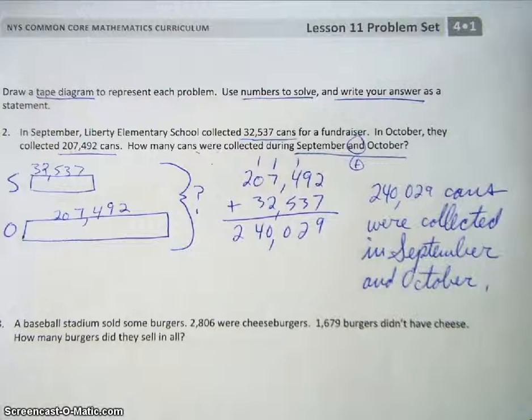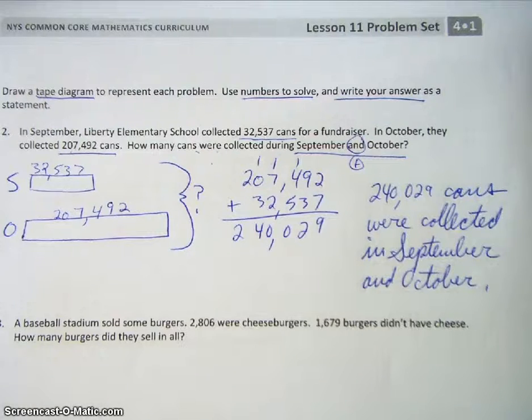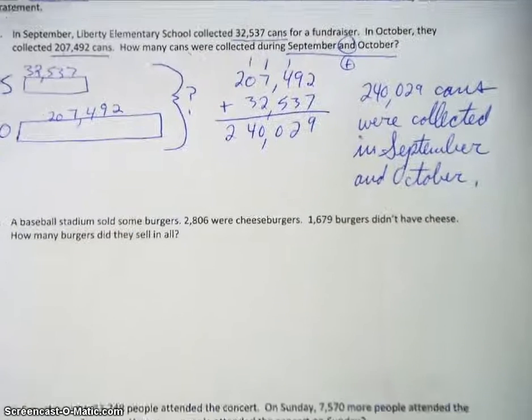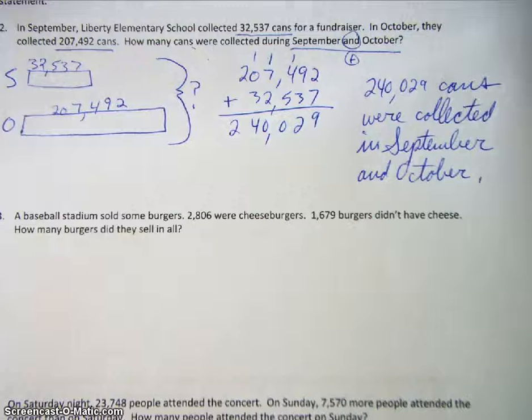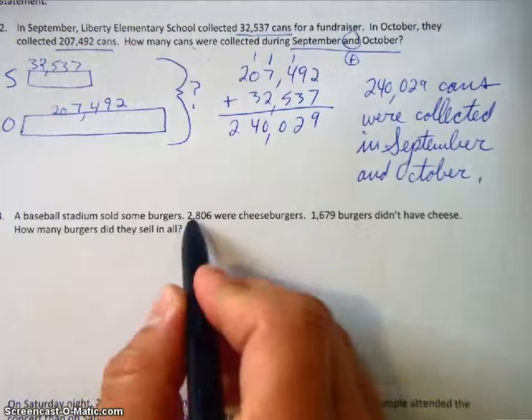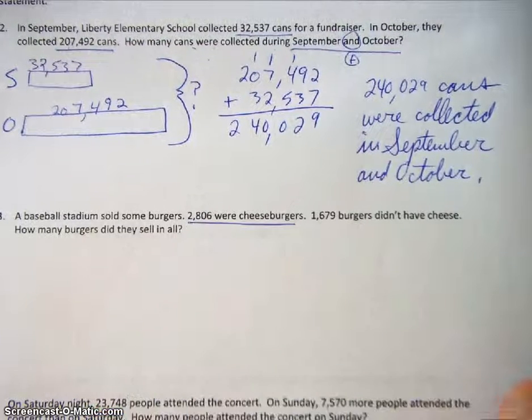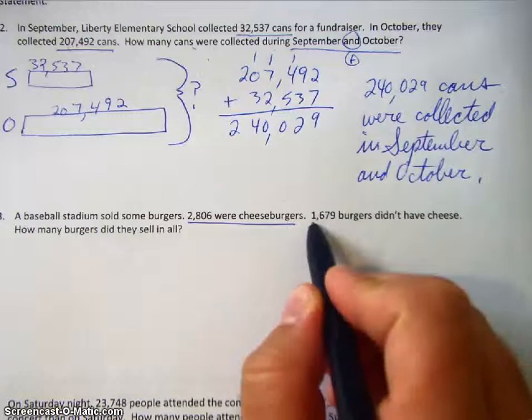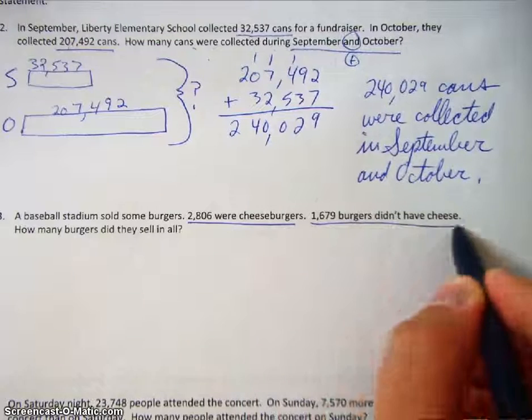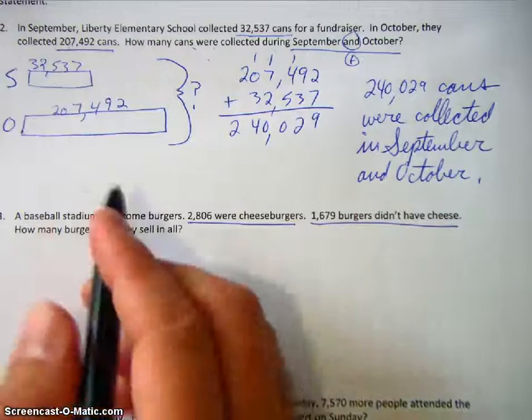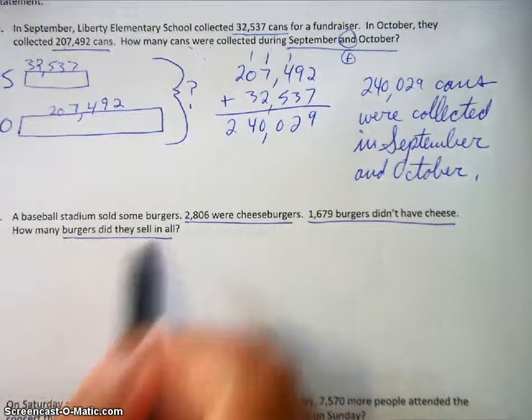240,029 cans were collected in September and October. Okay, moving on to number 3. A baseball stadium sold some burgers. Okay, so we know 2,806 were cheeseburgers, and 1,679 burgers did not have cheese. We want to know how many burgers did they sell in all.